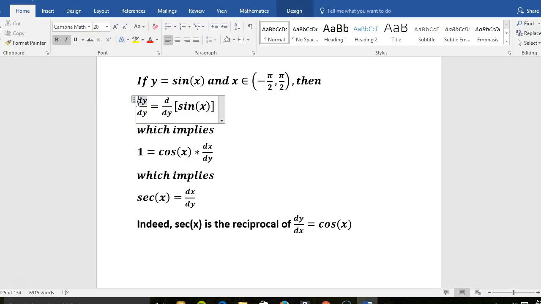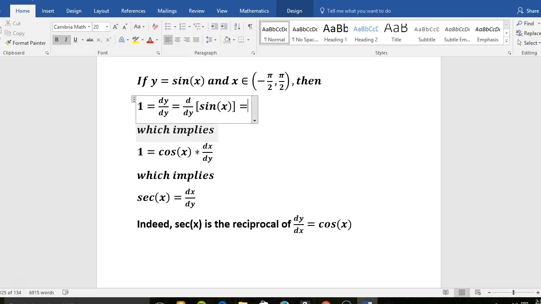Now, guys, dy by dy: d of something by d himself is just 1. If this is a y and this is a y, or if this is an x and this is an x, if this is the exact same thing over itself, you always get 1. The derivative of a variable with respect to itself is just 1. So 1 equals that.